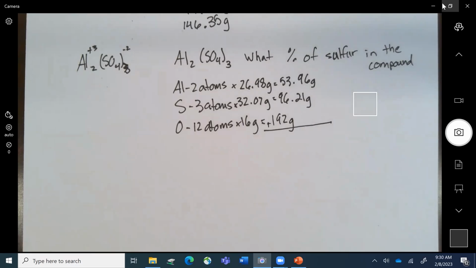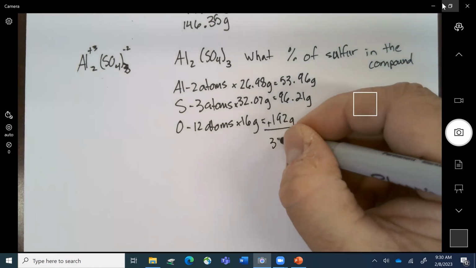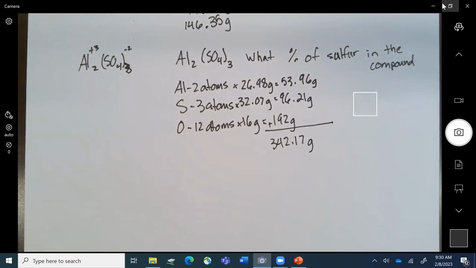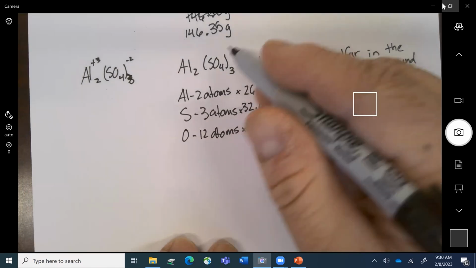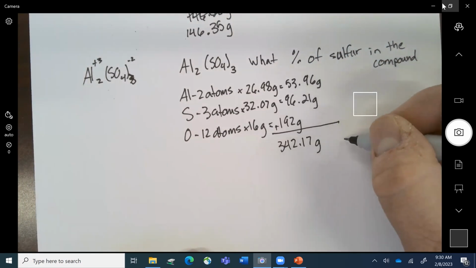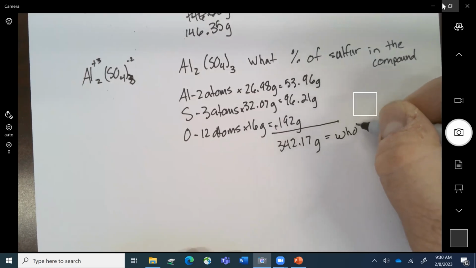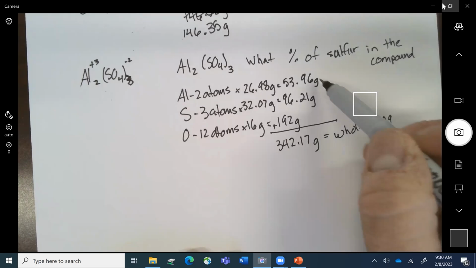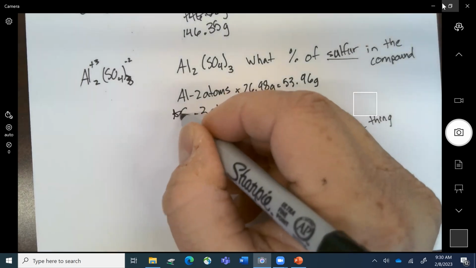96.21 plus 53.96. Yeah, 342.17 grams. Let me do that just to make sure. Okay, so this is how much this whole thing weighs. So the part of the whole thing we're looking for is sulfur, which is this one.